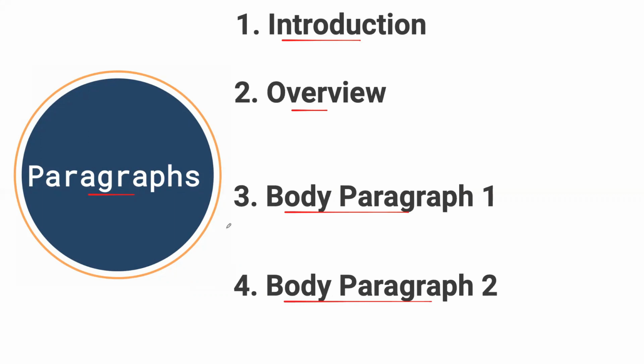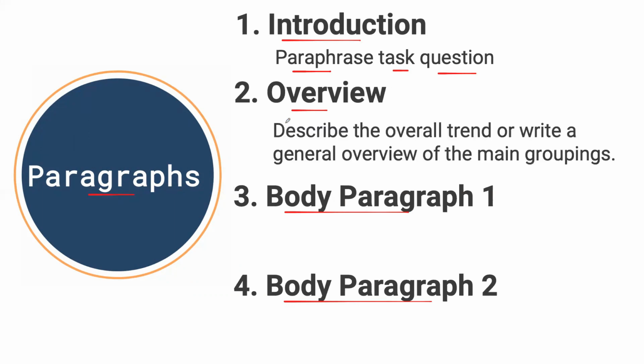3 and 4 go hand in hand with what we just wrote for our first and second groupings. In your introduction, you are going to paraphrase the task question. So you're basically saying what is in your writing prompt, but you're using your own words. I'll show you how to do this in just a minute. In your overview paragraph, you are going to describe the overall trend or write a general overview of the main groupings. We've just done this, and we are going to focus on this first part here. We're going to describe the overall trend that talked about age and the lack of social media usage.